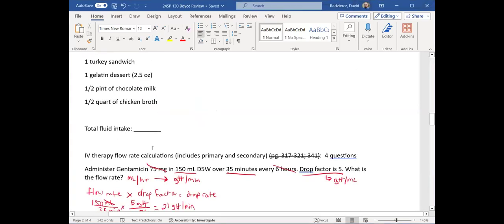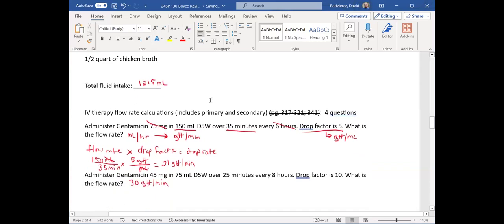I'm going to add this. So I got confirmation that this one is 1215. So if you come back to this, 1215 ml or 1.215 liters, but you probably want to be very specific with your milliliters.